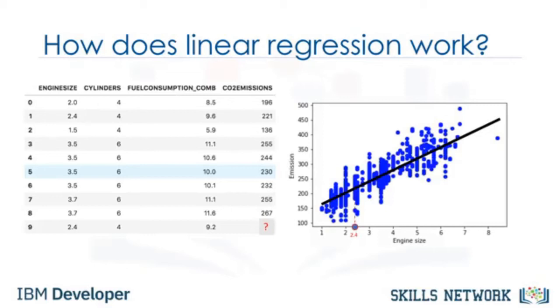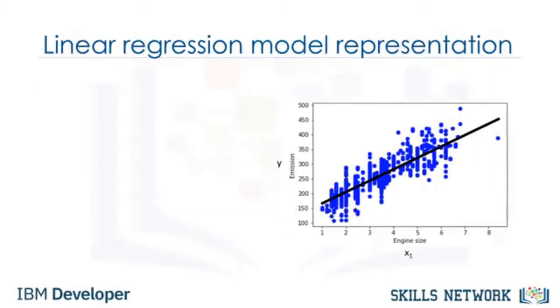How do we use this line for prediction? Now let us assume for a moment that the line is a good fit of the data. We can use it to predict the emission of an unknown car. For example, for a sample car with engine size 2.4, you can find the emission is 214.